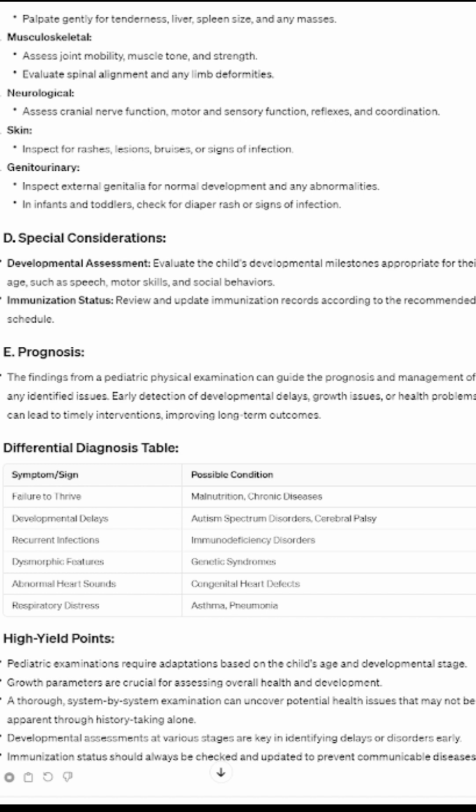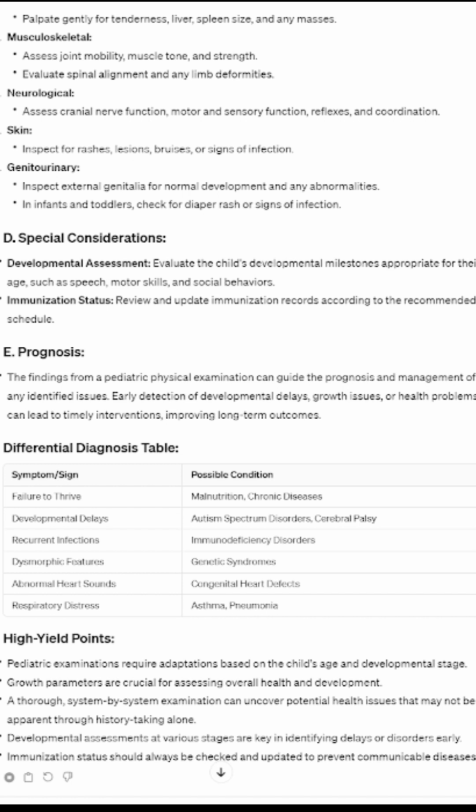Differential diagnosis table. Symptoms, signs. Possible condition: failure to thrive, malnutrition, chronic diseases, developmental delays, autism spectrum disorders, cerebral palsy, recurrent infections, immunodeficiency disorders, dysmorphic features, genetic syndromes, abnormal heart sounds, congenital heart defects, respiratory distress, asthma, pneumonia.